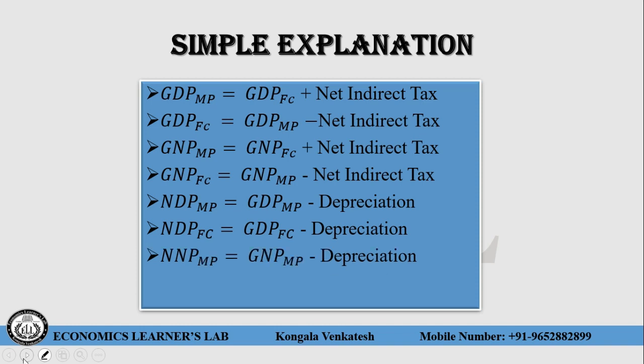NNP at market prices. How can you get this? When you subtract depreciation from the GNP at market prices, you will get NNP at market prices. How can you get NNP at factor cost? When you subtract depreciation from the GNP at factor cost, you will get NNP at factor cost. It's a simple mathematical explanation of all these. If you want to add it in your notebook, just add it. It will be very useful for you.